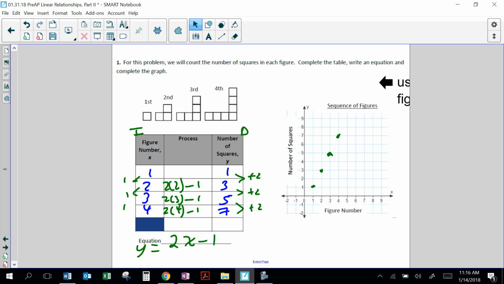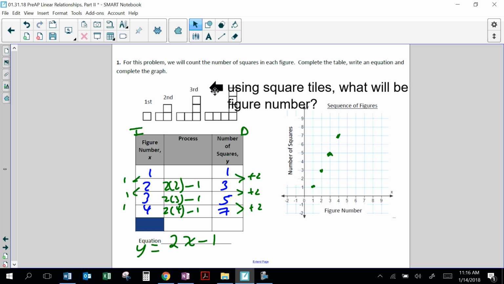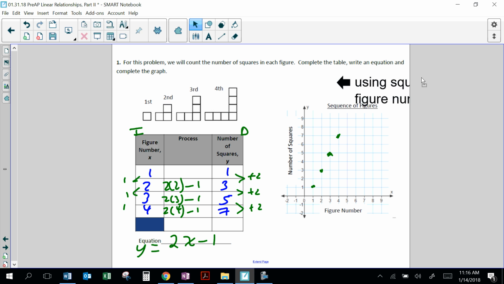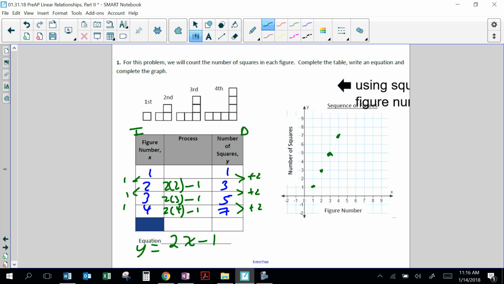Let's see what this says right here. Using square tiles, what will be the fifth tile? Oh, so it'll be 2 times 5 is 10 minus 1 is 9. So figure number 5 would have to have 9 squares. So let's draw that if you would like to. Start with this one, and then 1, 2, 3, 4. 1, 2, 3, 4. Then it adds 2 more to the end, and that's 9.